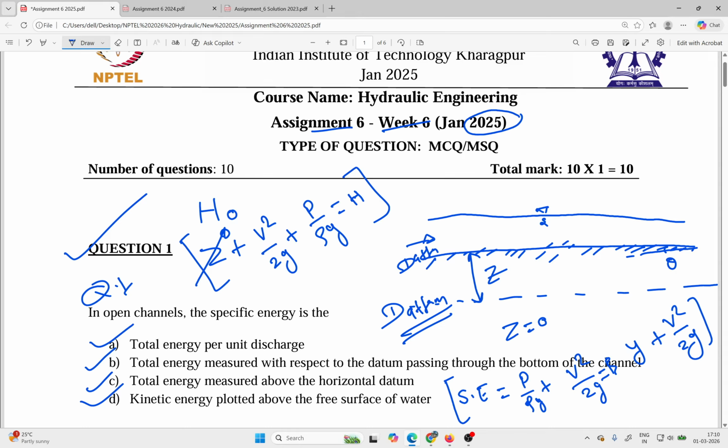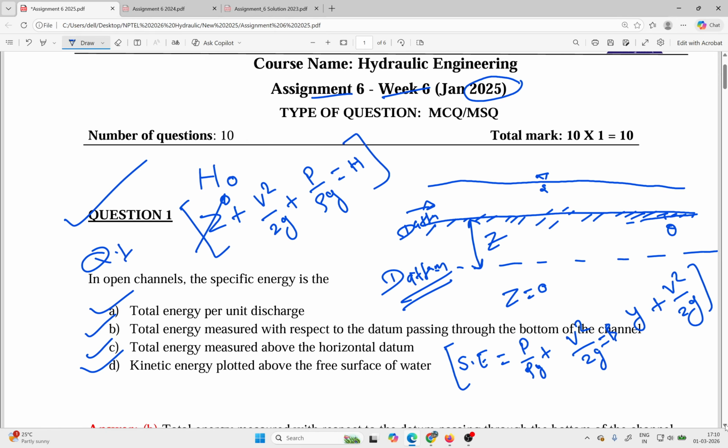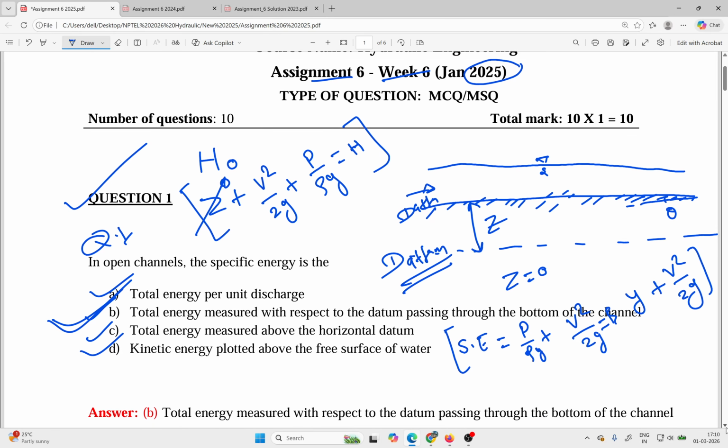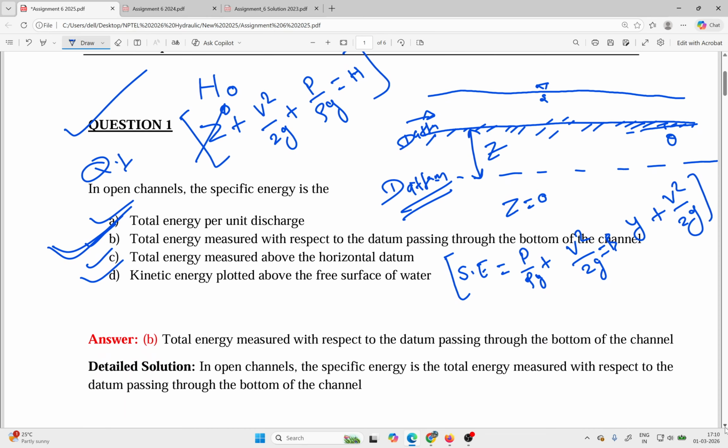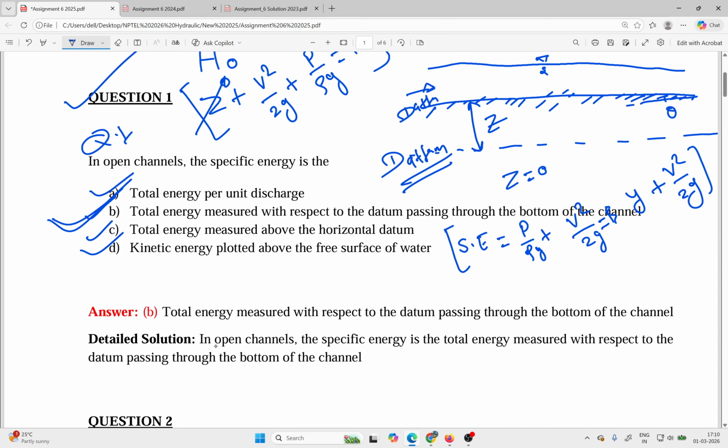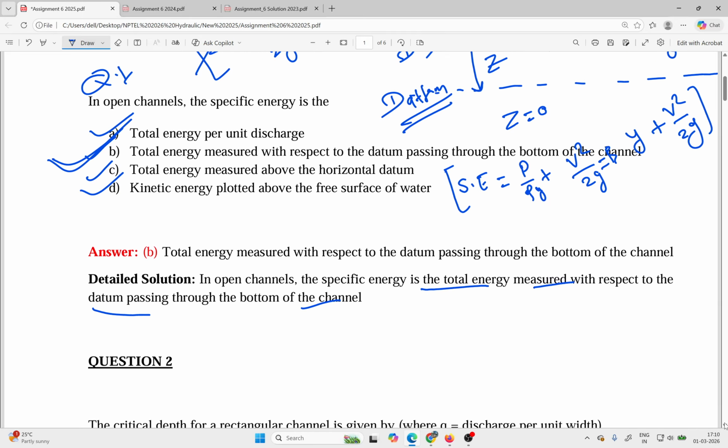So this is the idea. Now we'll see one thing. Once I move on to the next question, then I'll explain. So option B here is correct for question number 1. Okay, let us move on to the next question. Here the detailed solution is also given. In open channel, the specific energy is the total energy measured with respect to the datum passing through the bottom of the channel. So, a very simple definition. Okay, question number 2.